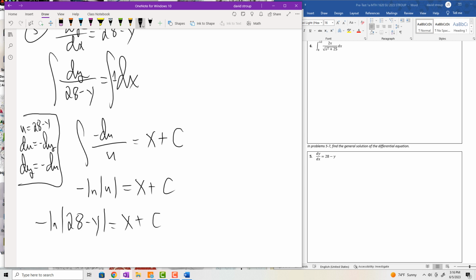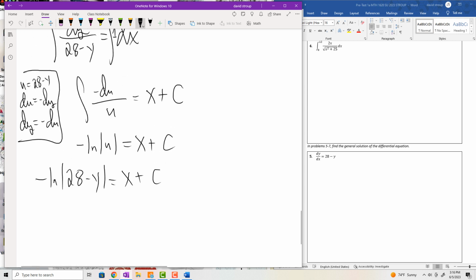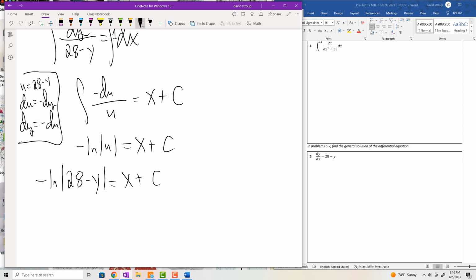Okay, this is an implicit solution, but we want the explicit solution. We want y equals something, if possible. It's not always possible, but here it is. And to do that, you're going to exponentiate on both sides. So you want to be a little bit careful with that negative. If we exponentiate right here, there's going to be a lot more work. So what we need to do is get this negative on the other side. Okay? It'll make life a lot easier. So multiplying both sides by a negative, you get ln absolute value 28 minus y equals negative x.